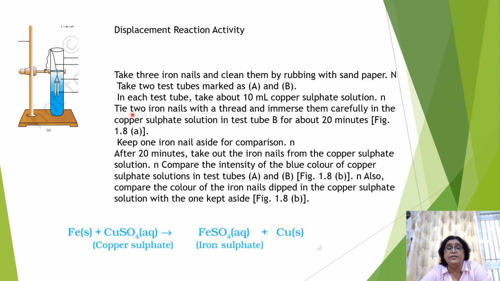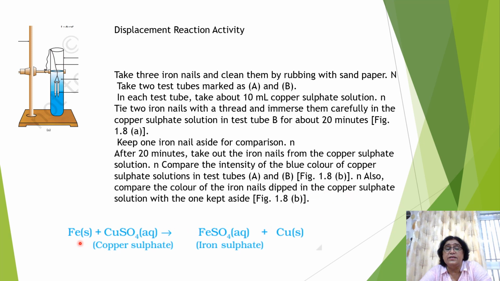So here you see one activity. Take 3 iron nails, clean them by rubbing with sandpaper. Take 2 test tubes marked as A and B. In each test tube, take 10 ml of copper sulfate solution. Tie 2 iron nails with a thread and immerse them carefully in the copper sulfate solution in test tube B for 20 minutes. Keep one iron nail aside for comparison. After 20 minutes, take out the iron nails from the copper sulfate solution and compare the intensity of the blue color of the copper sulfate in A and B. Also compare the color of the nails dipped in the copper sulfate.